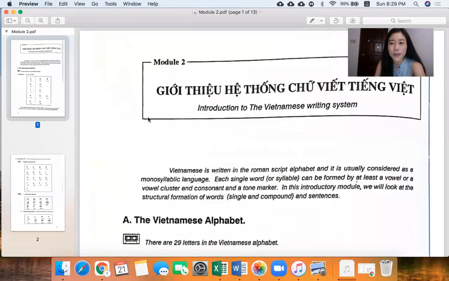Hi, welcome to the second module of the Vietnamese course for beginners level 1. Today, we will study introduction to the Vietnamese writing system.